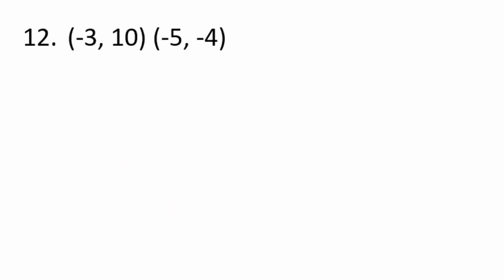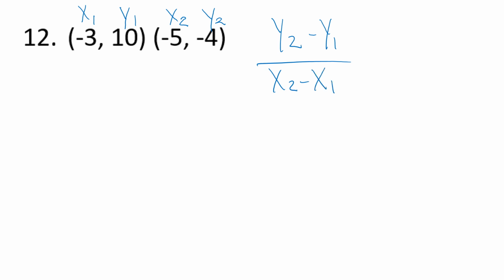Number 12, finding the slope of a set of ordered pairs. I'm going to start by labeling my ordered pairs. So again, X and Y on your ordered pairs always. This is your first ordered pair, so we're going to give this X1 and Y1. Your second ordered pairs will give the subscripts of 2, so X2 and Y2. The equation is Y2 minus Y1 over X2 minus X1.